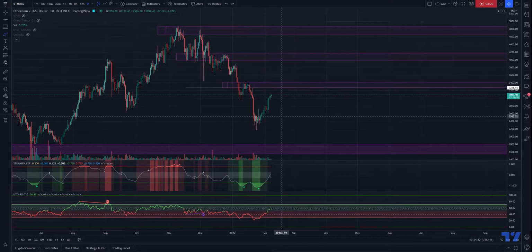Now, a few things in its favor, of course, like BTC that we did speak about in the previous video. Of course, we have the moving oscillators. More notable, the steamroller indicator.